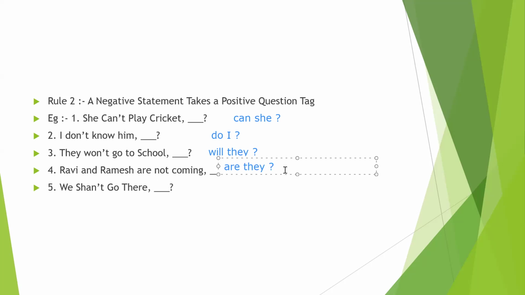This is the star mark bit. Why? Because if anywhere we see two names or three names, we can use they only. You cannot use he, she, any name, or it, or any pronoun. You can write they.